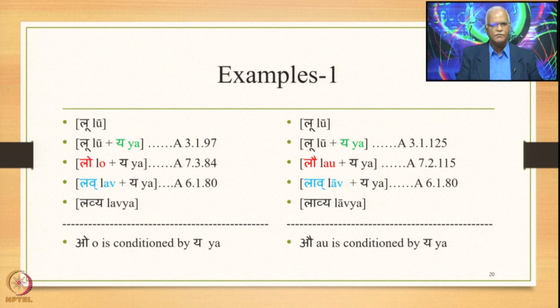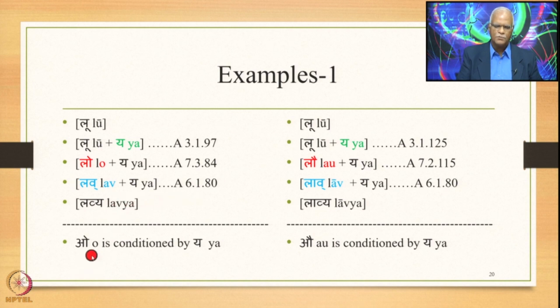Here are the examples. So we begin with the verbal root lu, lu meaning to cut, and add to it the suffix ya by 3197. Now this ya suffix brings about the substitution of o in place of u over here. So we get lo plus ya by the application of the sutra 7384. Lo plus ya. Remember, this o is brought about because of this ya. So this o is conditioned by ya. Now such a vowel o is substituted by av when the suffix beginning with ya is the immediate right hand side environment. So now we substitute O by av and we get the form lavya by 6180, lavya.